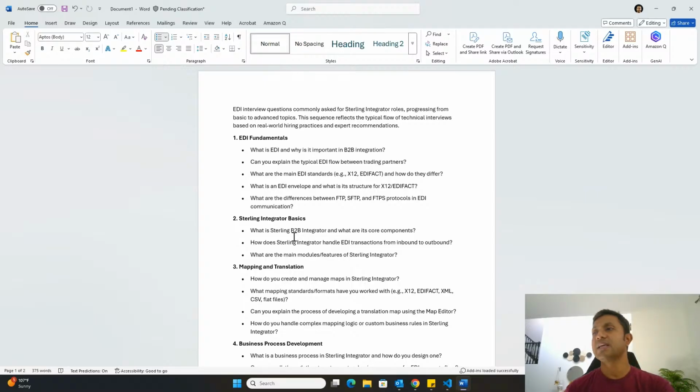The next one is, can you explain the process of developing a translation map using map editor? So just explain the process. When you start a map, you open the map editor on your local desktop. You then either import the standards or select the standards, create the mapping, like the linking, and talk about standard rules, extended rules.